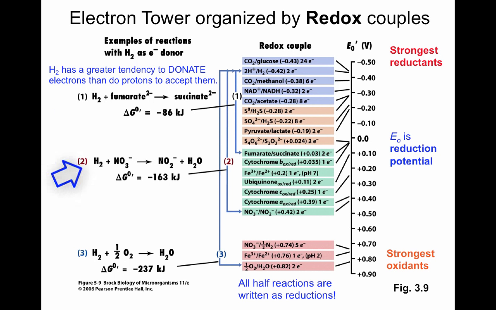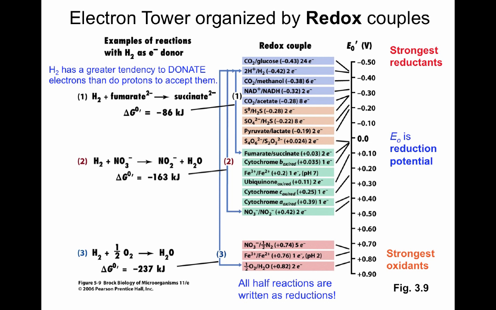You can look at the reaction of hydrogen donating electrons to nitrate and producing nitrite and water, and that has a delta G of minus 163 kilojoules. Or you can look at the electrons donated from hydrogen to oxygen to generate water, with a delta G of minus 237 kilojoules. So what you can appreciate from those two reactions is that the greater the distance between the electron donor and the electron acceptor in the redox tower, the more energy you're going to be able to generate, as measured by delta G naught.